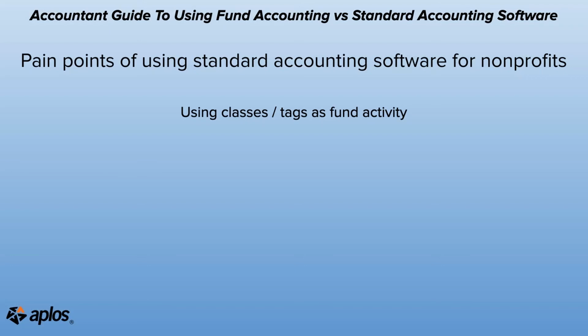The other one here is using classes or tags. We call them tags. QuickBooks calls them classes. I'm sure all software has some name for them, but the general usage is the same. What it is, it's a parameter. It's something that you're putting onto the transaction in addition to the account to track profit and loss activity.